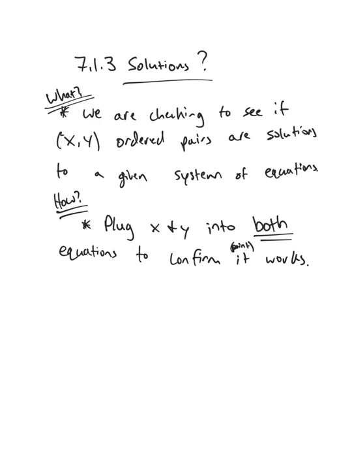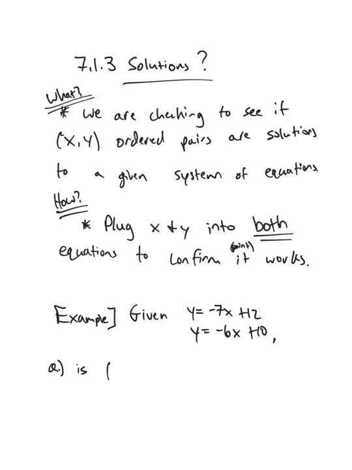So, an example of this. I'm going to do two examples with the same system here. Let's say we are given the system y equals negative 7x plus 12, and y equals negative 6x plus 10. That's our system.